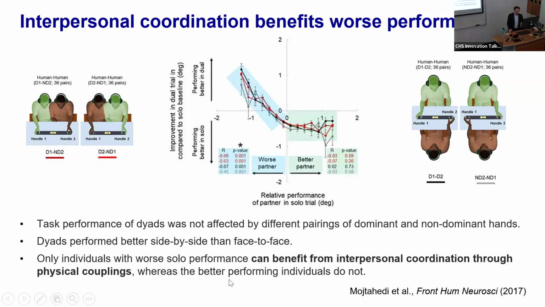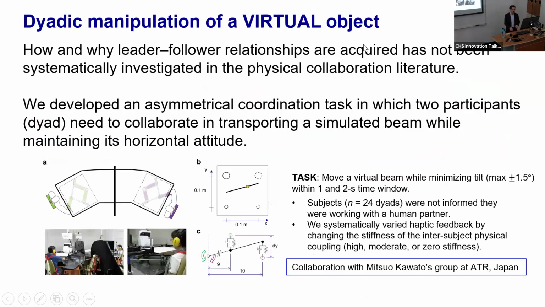And this is also probably the most interesting part, that the worst performer can actually benefit from this dyadic combination. And we can rule out the fact that it's due to using more degrees of freedom, because we have a control condition. Okay, so this takes care of the physical. And then I'm going to tell you now about dyadic manipulation of a virtual object.